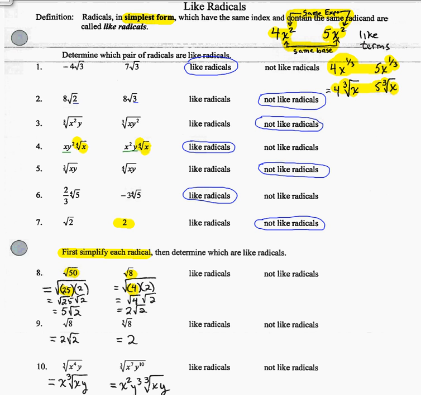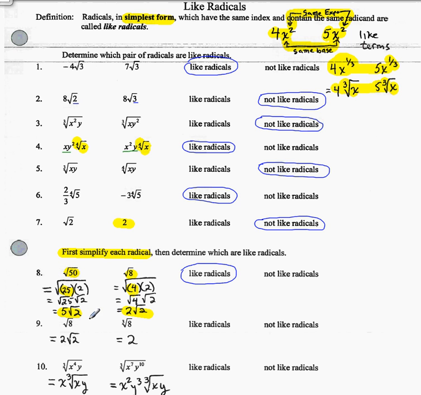So now I'm going to compare these two down here on the bottom. Again, notice that the radicands are both 2, the indices are both 2. So even though at first glance they didn't look to be like radicals up here, after I simplify them, they come out to be like radicals. So you can't really decide whether 2 radicals are going to be like radicals until after you simplify them.